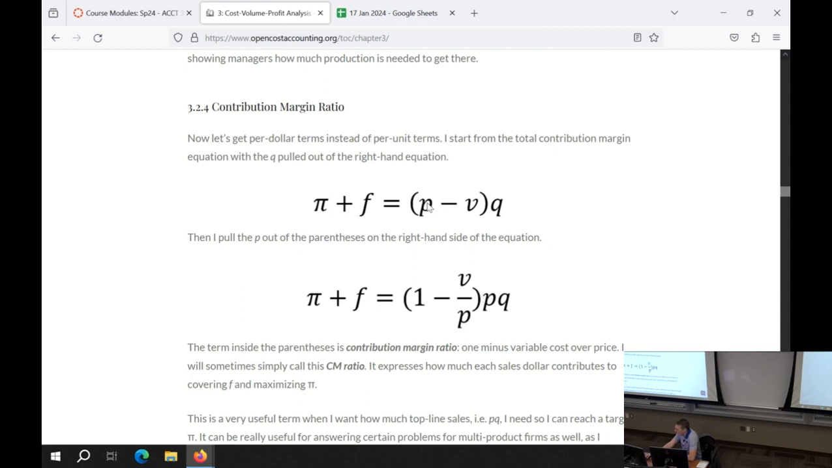We can pull a P out of this algebraically, and so it ends up outside the parentheses. So this becomes just 1, P over P. And then this V doesn't have a P in it, so we just have V over P right here. And so then you have, this is the ratio right here, 1 minus variable cost over price. It's going to end up times the sales revenue we have, PQ here. But this in the parentheses is the contribution margin ratio. So this is the variable cost ratio right here, this V over P.